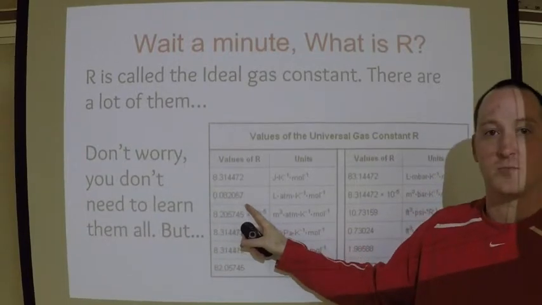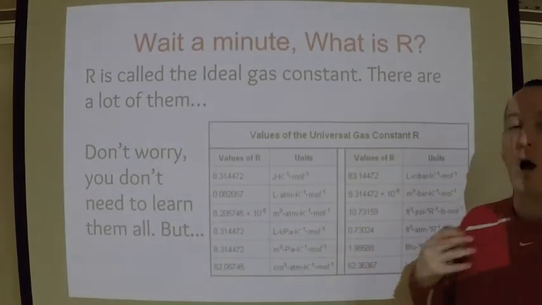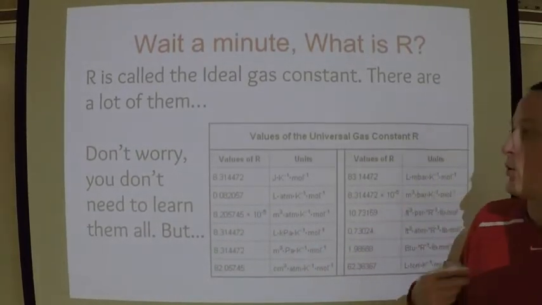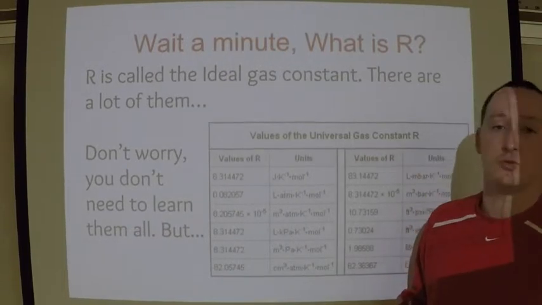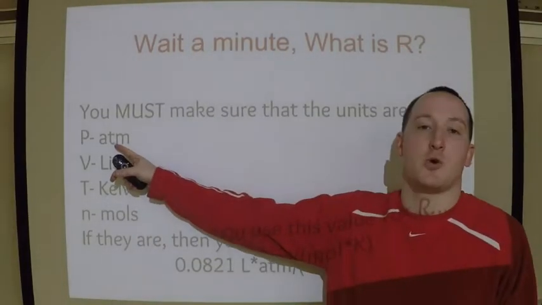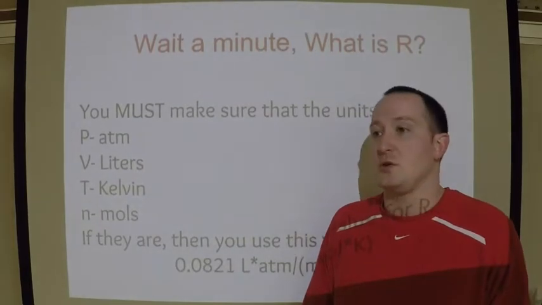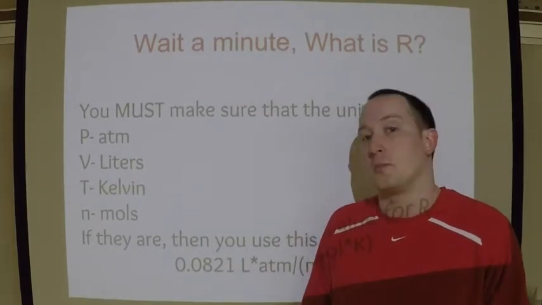Okay, it just includes more decimal places. Now, why is this important? You might be wondering, what if I don't do that? What if you didn't use your pressure in atmospheres, for instance? What if you used it in torr or millimeters of mercury?